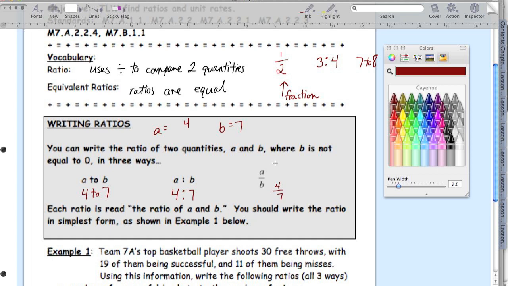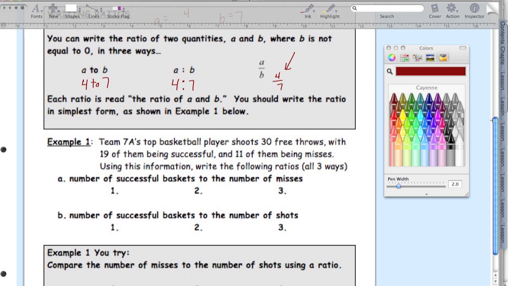Now notice we're using division to compare two different quantities, and that's most obvious here because fraction means to divide. We're using the division to compare two quantities, and this is also using that same concept. So when we read it, we say each ratio is read the ratio of A to B, and you should write the ratio in simplest form always. So just like a fraction, you're going to reduce. So A to B, the ratio of A to B, the ratio of 4 to 7.